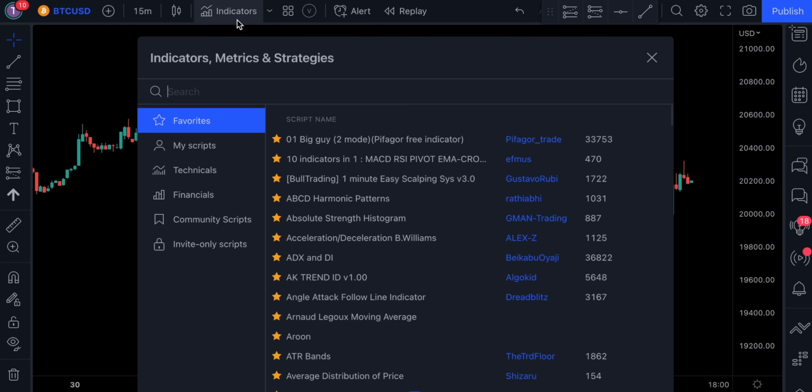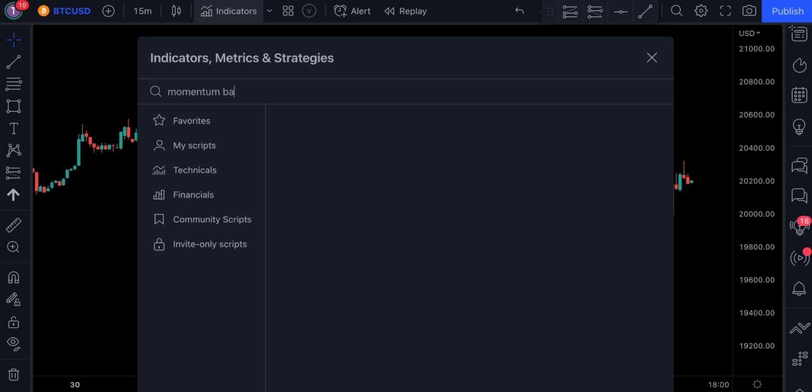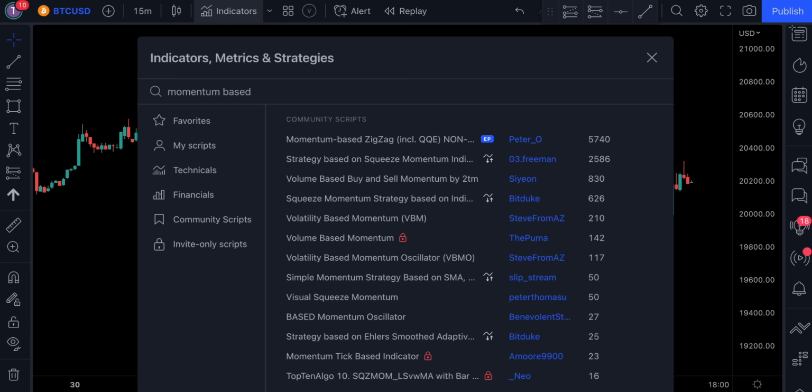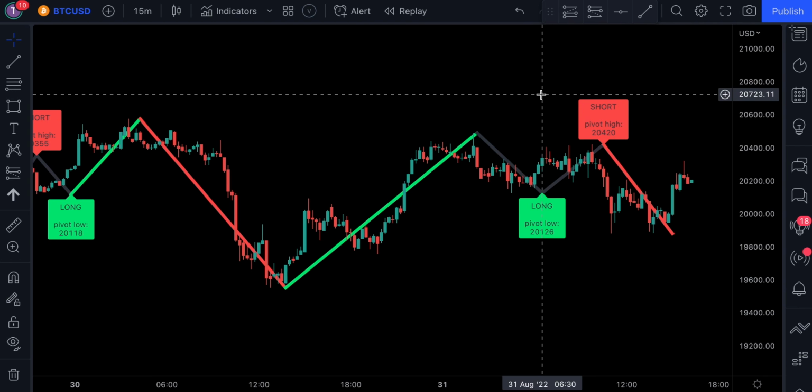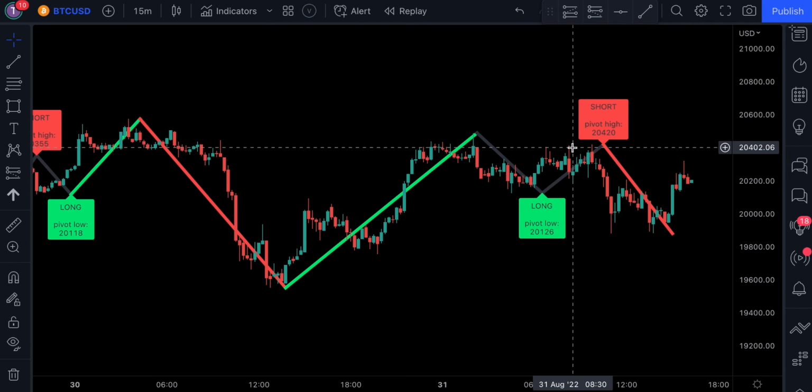This tool is called Momentum Based Zigzag. Momentum Based Zigzag non-repainting by Peter_O. Make sure you add it to your favorites. Okay, we can see that this is a really simple buy and sell indicator that aims to find zigzag patterns in a price action. Unlike the regular zigzag indicator, this one works extremely well in a choppy market.